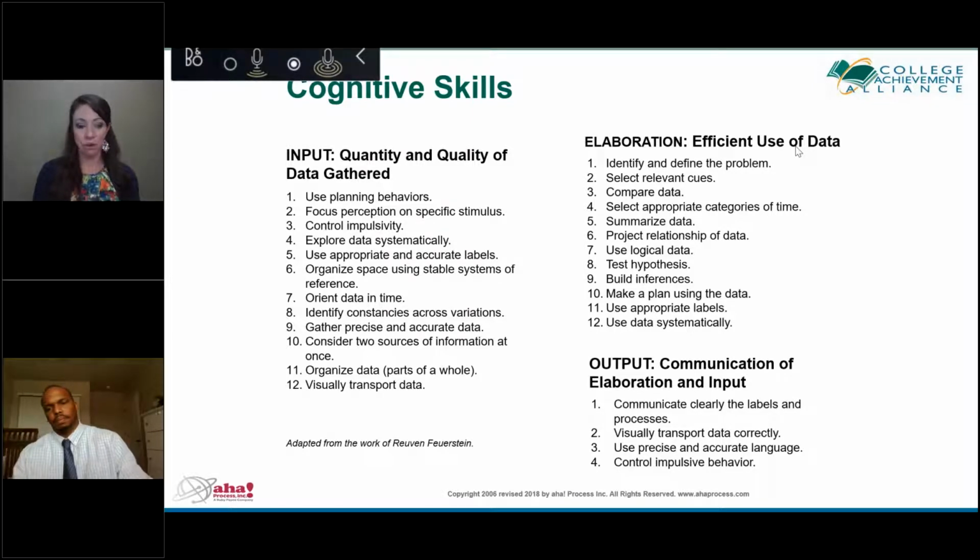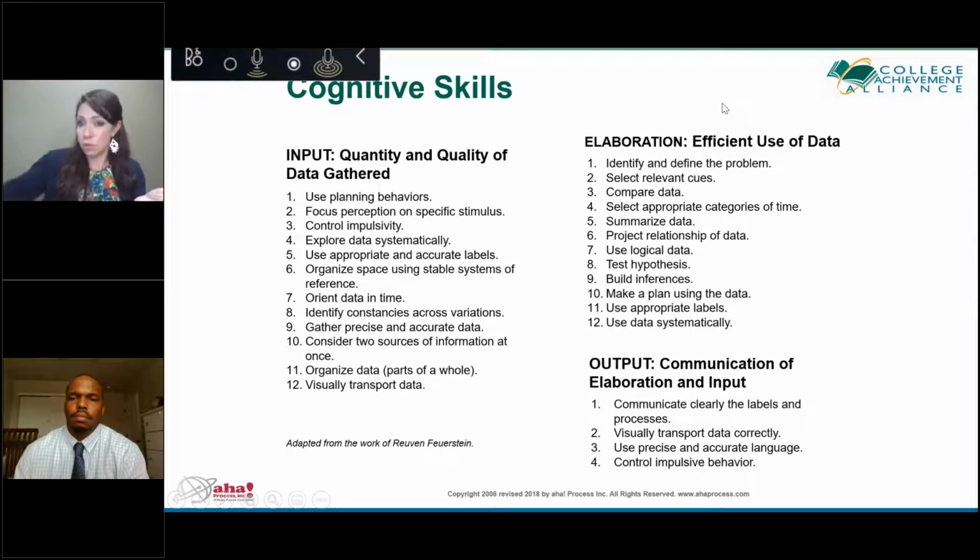That's what's missing with a lot of our students: the input. A lot of our students are missing those cognitive skills when it comes to input, the planning behaviors, being able to focus in on something. If you're a parent and you've ever been like, look at this thing, no, pay attention, I want you to look at this, and you really focus something in and show it to them, you're helping them build that cognitive skill of focusing in on one piece of information, which leads to a lot of really cool things and all of the rest of the input.